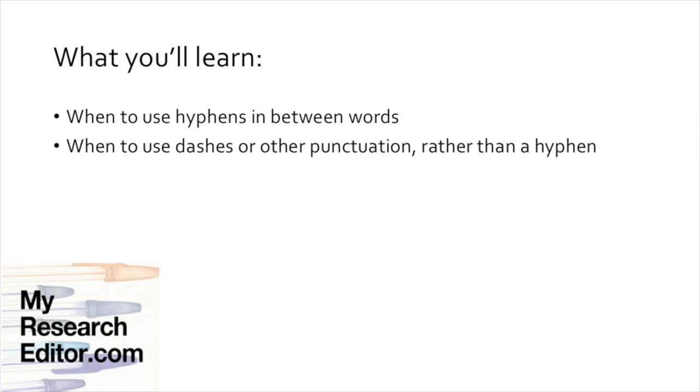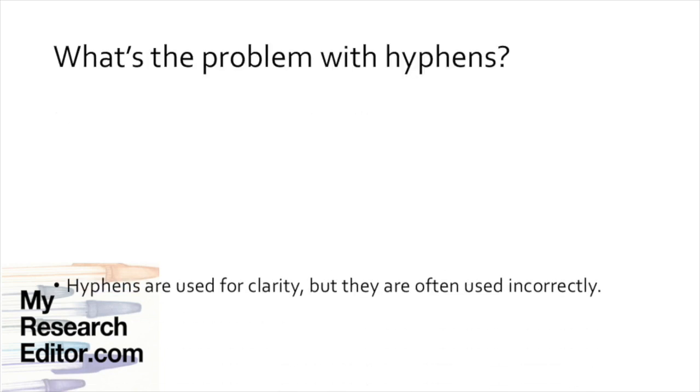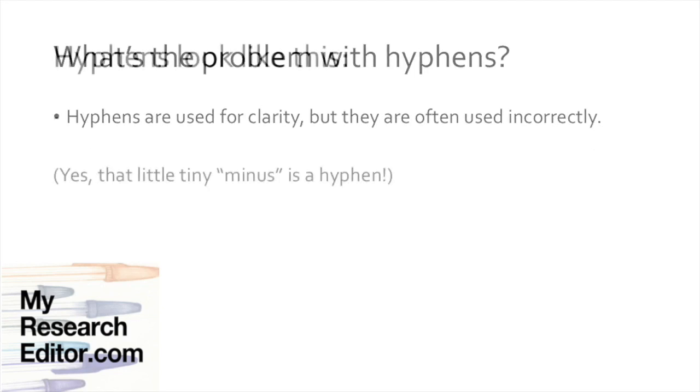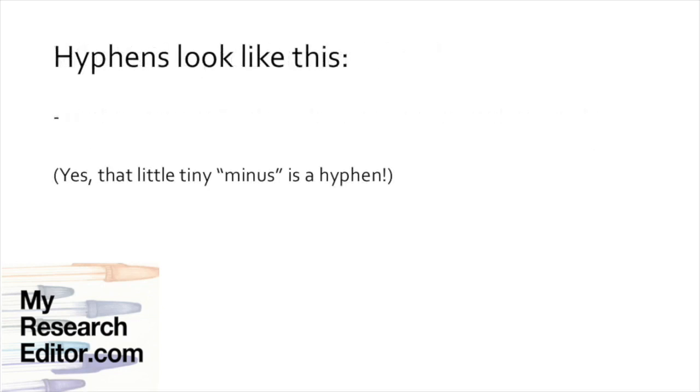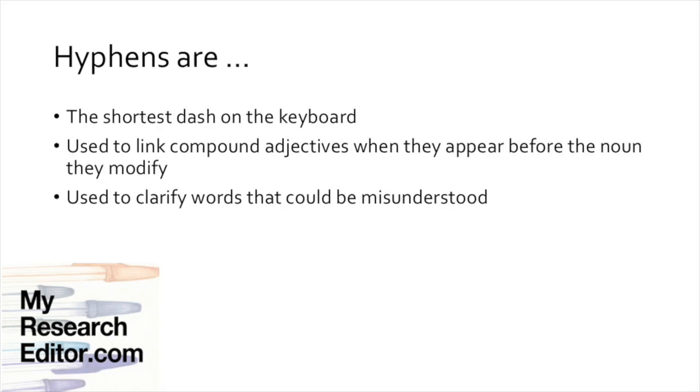In this video, you'll learn when to use hyphens between words and when to use other punctuation such as dashes. Hyphens are used for clarity, but they are often used incorrectly. The hyphen looks like this, the tiny minus sign on your keyboard. They are, in fact, the shortest dash on your keyboard.